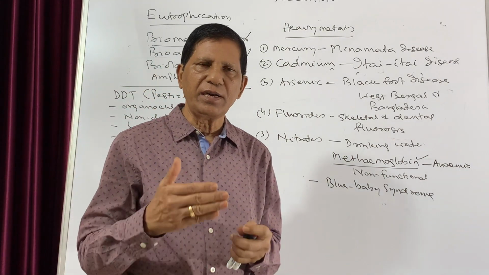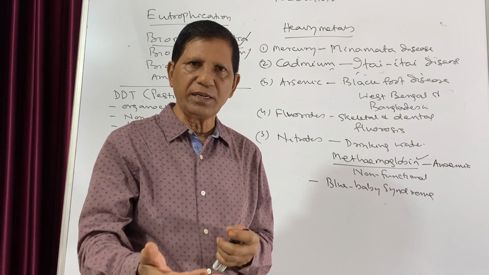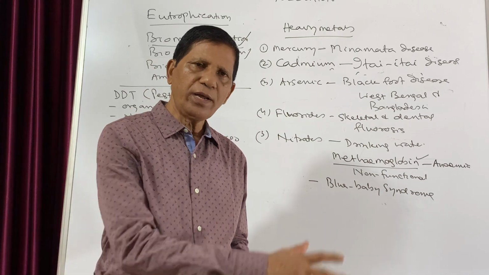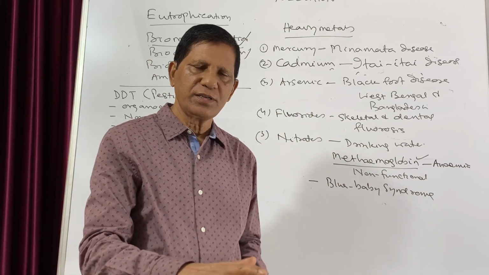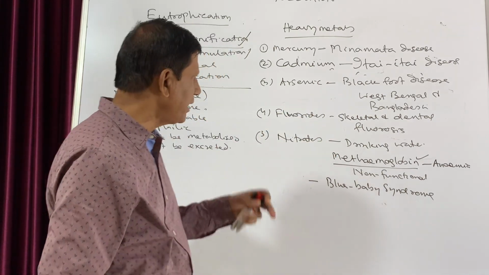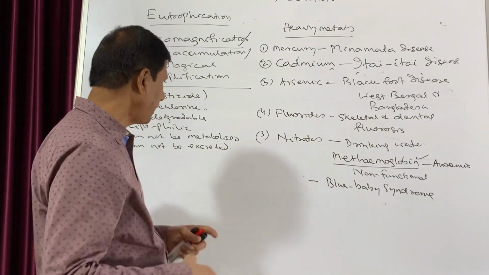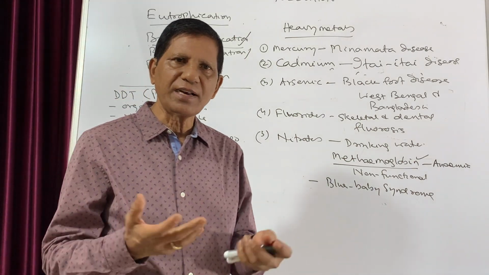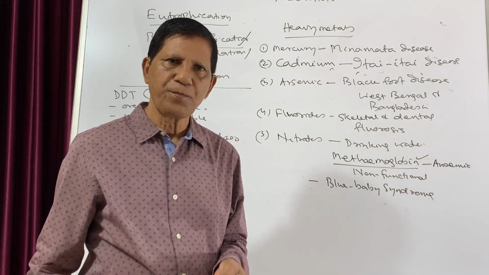That means usually we use it in the form of pesticide on different crop plants. So when runoff water from the crop fields comes to any water body, the different types of aquatic plants and animals will take it up.